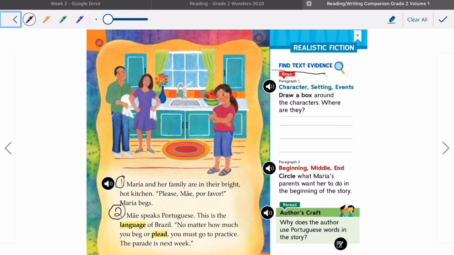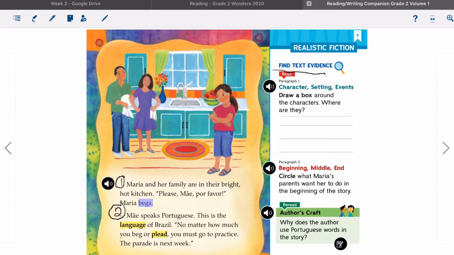Touch under the words as we listen to paragraph 1. Hang on, I gotta go get out of my tools and press the audio. Maria and her family are in their bright hot kitchen. Please, Mai, por favor, Maria begged.